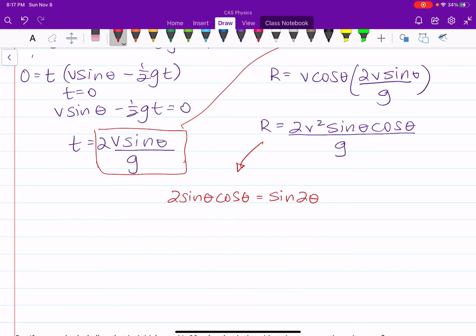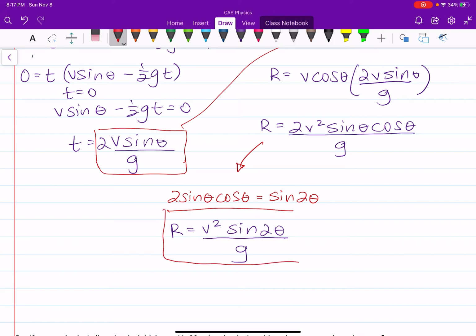So we can actually replace 2 sine theta cos theta with this identity. And when we do that, we end up with r equals v squared sine 2 theta divided by g. So it kind of makes our equation a little prettier. This is a very specific equation. You have to be really careful the way you use it.